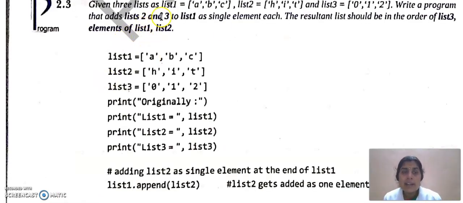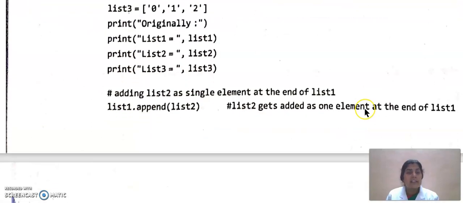Here there are three lists: list 1, list 2 and list 3. Write a program that adds lists 2 and 3 to list 1 as a single element each. The resultant list should be in the order of list 3 elements, list 1 and list 2. That means there are three lists, list 1, list 2 and list 3. First we print the original lists. List 1 printed, list 2 printed, list 3 printed.